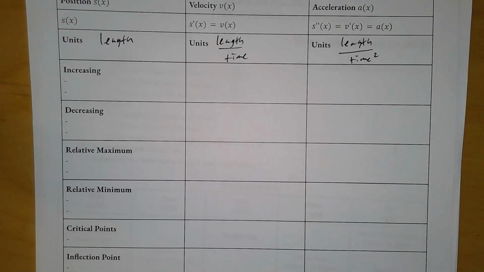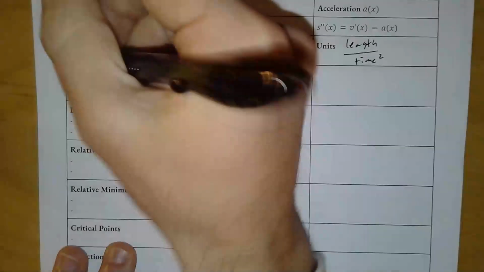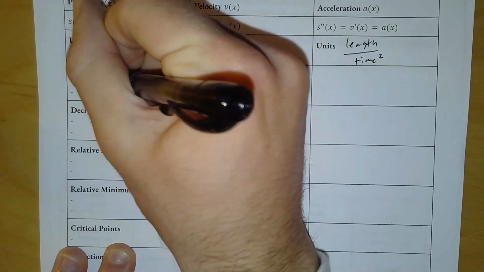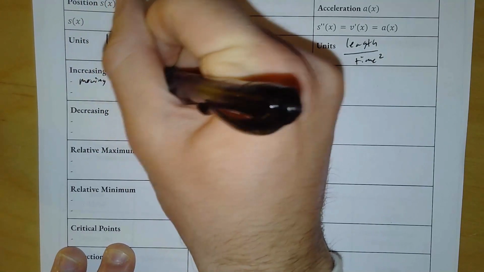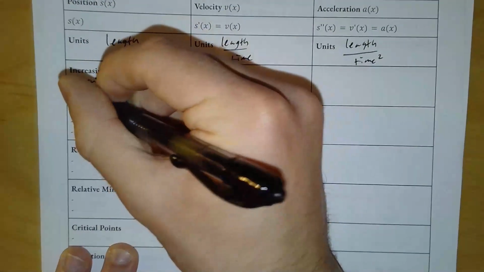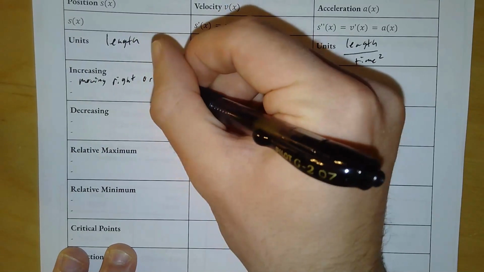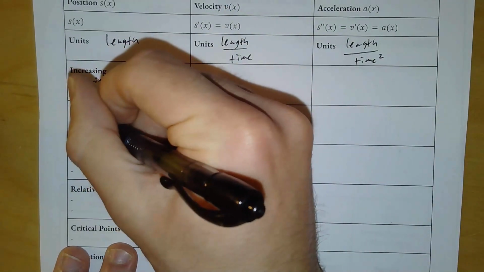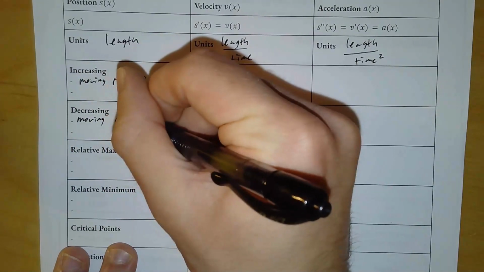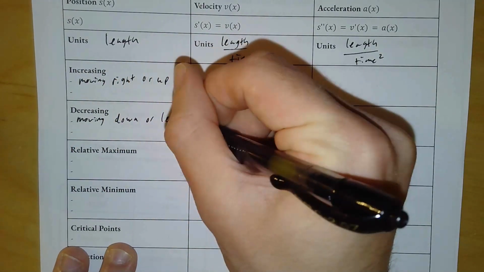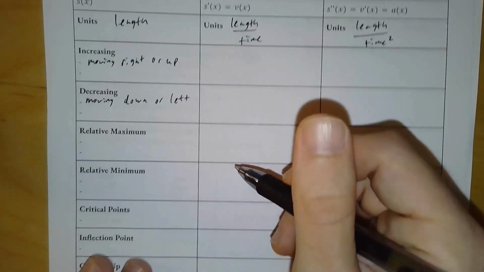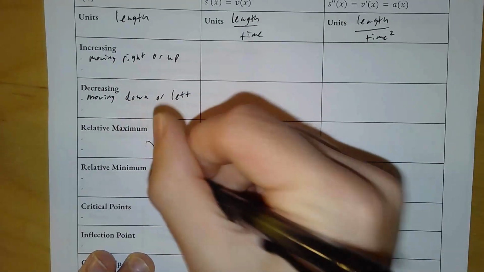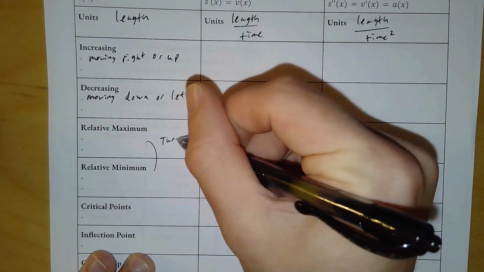But specifically back to particle motion, when it's increasing, it's moving right or up. Decreasing is moving down or left. Relative maximums and relative minimums, both of these are called turning points.